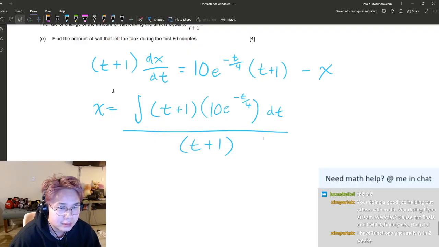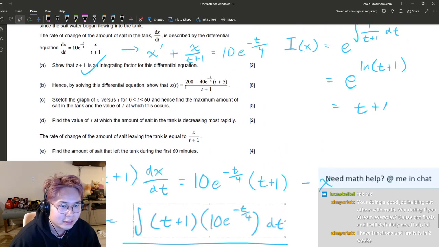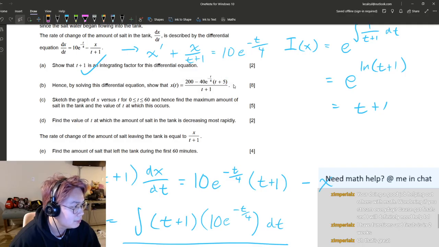Okay, so here is the formula, if you know what the integrating factor is. So we need to integrate this top bit, and you know that it should turn out to be this.